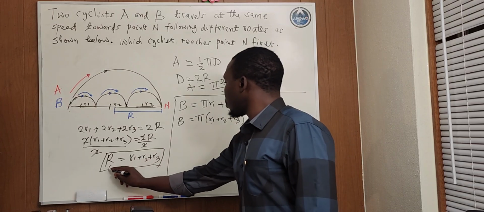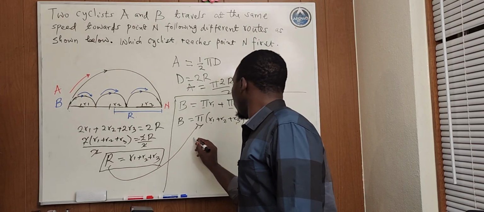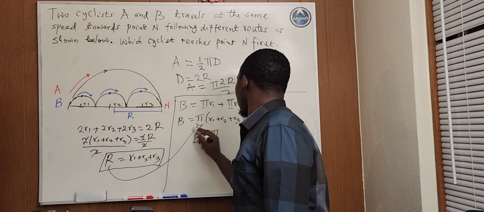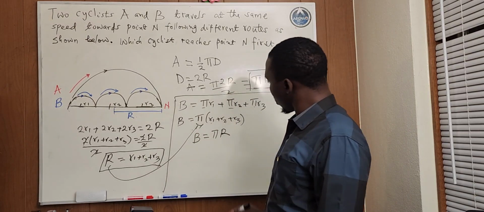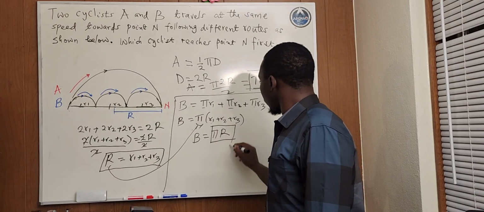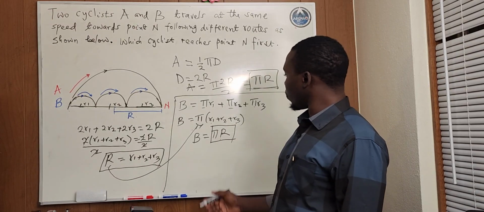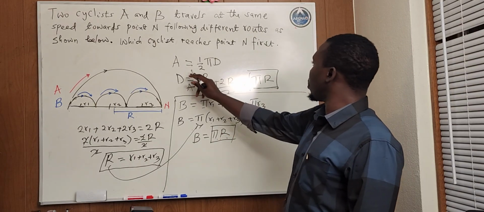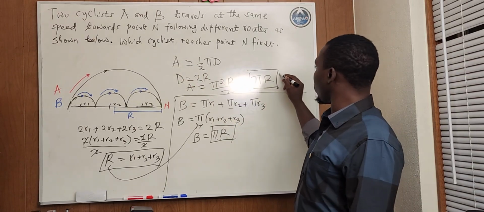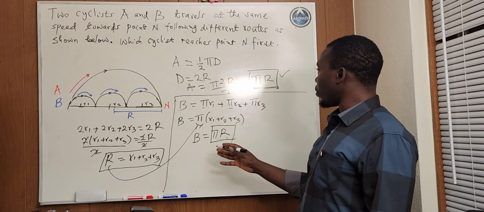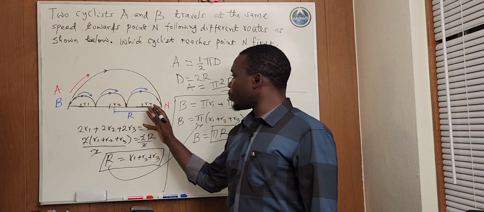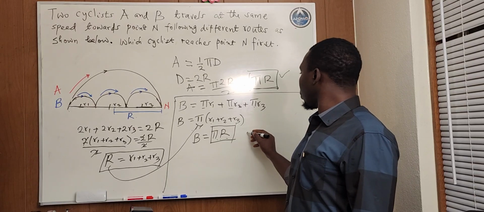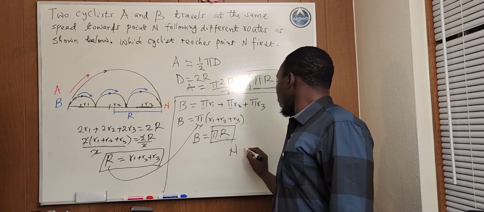So we can substitute this r here, and we will find that B's distance is pi times r. If we consider the distance covered by B, we find it is pi times r, which is the same as the distance covered by A, which is pi times r. So both cyclist A and B covered the same distance, implying that they reached point N at the same time.